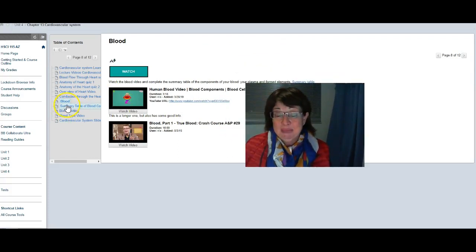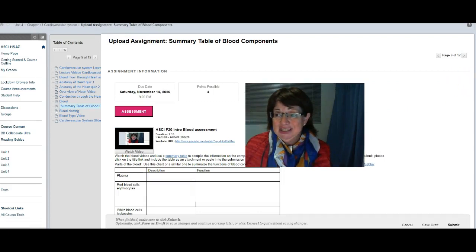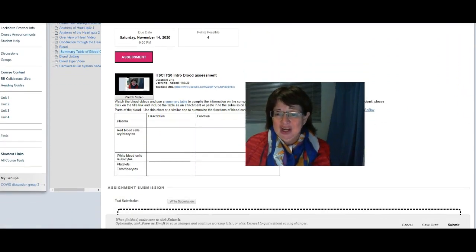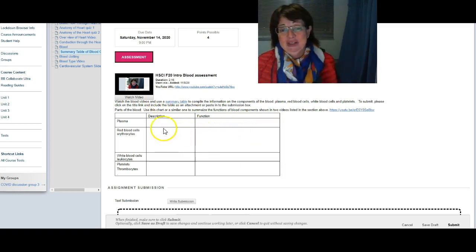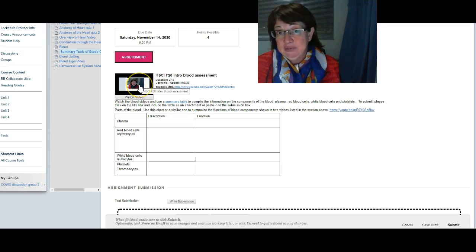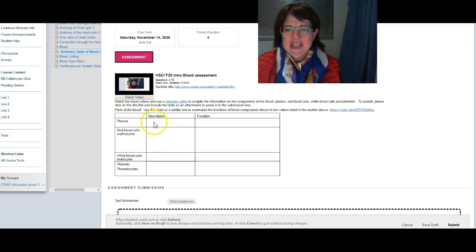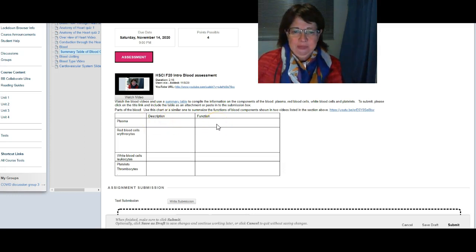So notice this is a summary table. It's not a Google and paste and cut and put a lot of stuff in it. I only want a few words in the summary table. There's a video here that describes it in more detail. Description is basically what does it look like, what percentage is it, and function is what does it do. Do it in a table, somehow get the table to me. Most of you are good at that.